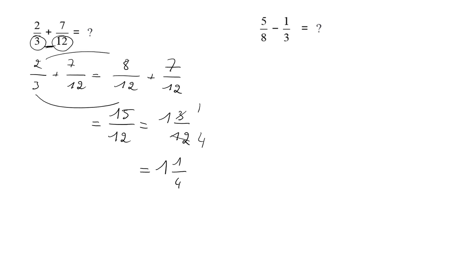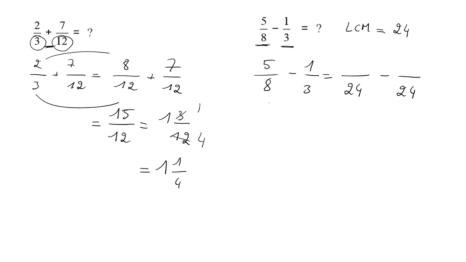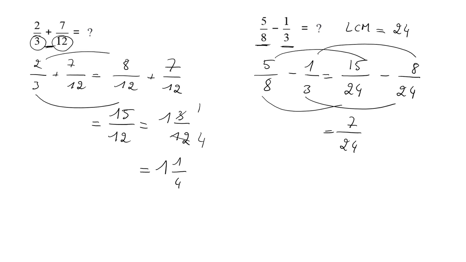Okay, let's have a look at a subtraction. In this case, you get 5/8 minus 1 over 3. 8 and 3, the lowest common multiple in this case is going to be 8 times 3, which is 24. 24 is the lowest common multiple, so I'm going to change these fractions into fractions with a denominator of 24. So 8 times 3 is 24, 5 times 3 is 15, 3 times 8 is 24, 1 times 8 is 8. So 15 minus 8, that's actually 7 over 24.